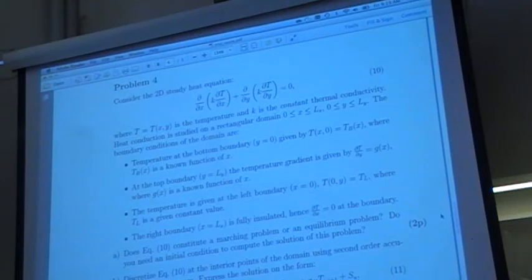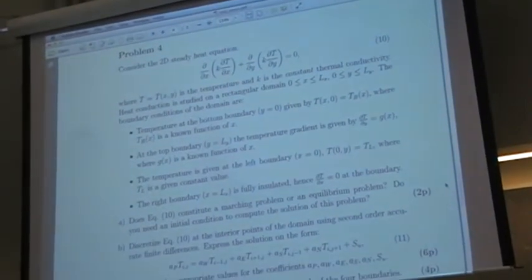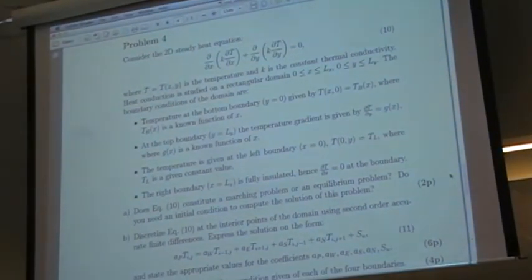We don't see any time derivative in this, so this cannot be a marching problem. It must be and is an equilibrium problem. It is determined by the boundary conditions. And we, of course, do not need any initial condition for that, because it's not time dependent. So then we just state that.